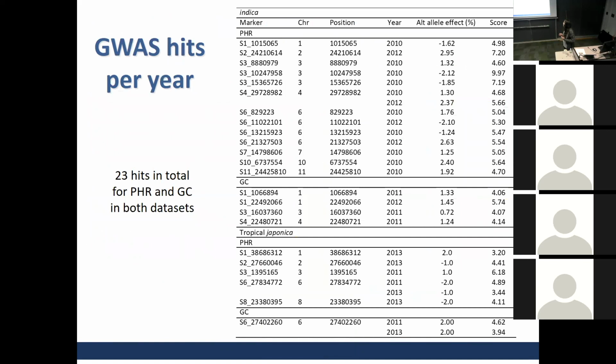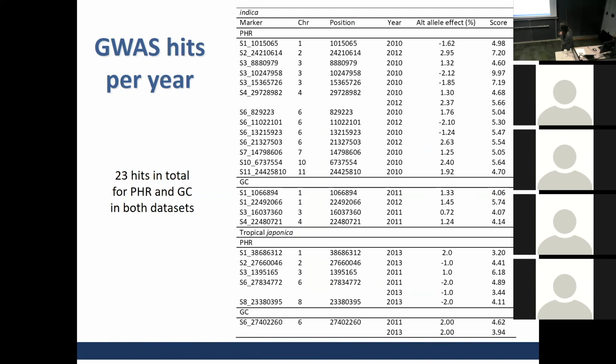Also, as I said in the introduction, we tried to explore the genetic basis of these traits from our germplasm. What we did was perform a GWAS for each trait in each environment, each year. And we could only find significant QTLs for head rice and chalkiness in both data sets. We couldn't find any significant QTLs in any environment for grain yield.